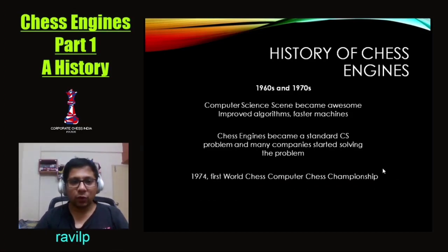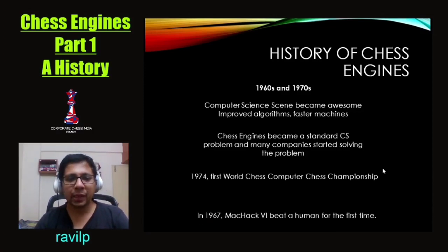In 1974, the first World Computer Chess Championship was held. This was basically held for all these companies who had started working on chess as a computer science problem to compete and find out whose algorithm is better.